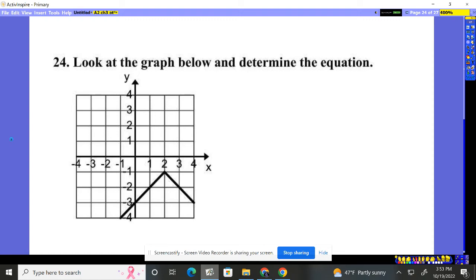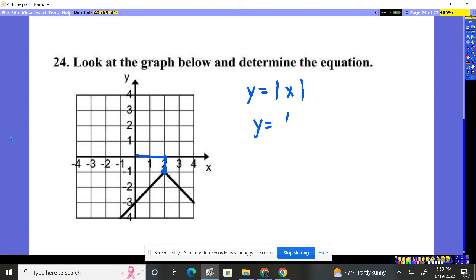All right, number 24, we have a graph. We want to determine what this is. Now, it's an absolute value, so its parent graph is simply that. But we took it and we made it move over 2 units to the right and down 1 unit, didn't we? So how do we slide it 2 units to the right?